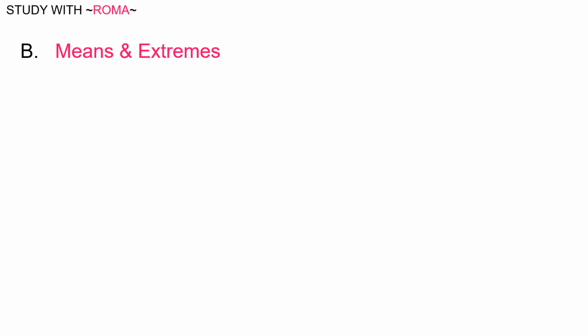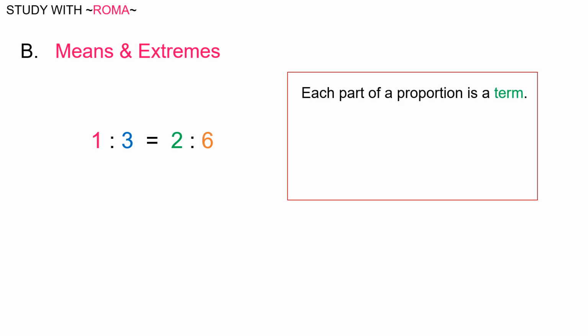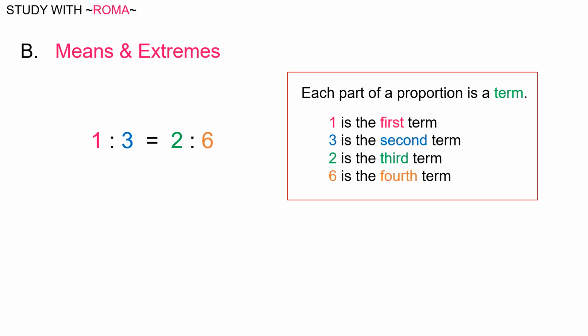Now let's study means and extremes. 1:3 equals 2:6 is an example of a proportion. Each part of a proportion is called a term. 1 is the first term, 3 is the second term, 2 is the third term, and 6 is the fourth term. The second and third terms are called means. The first and fourth terms are called extremes.